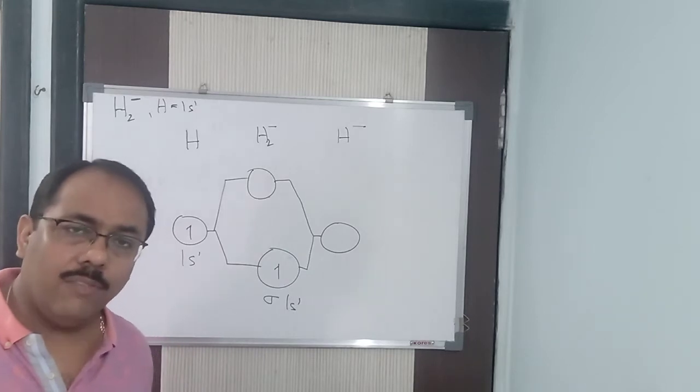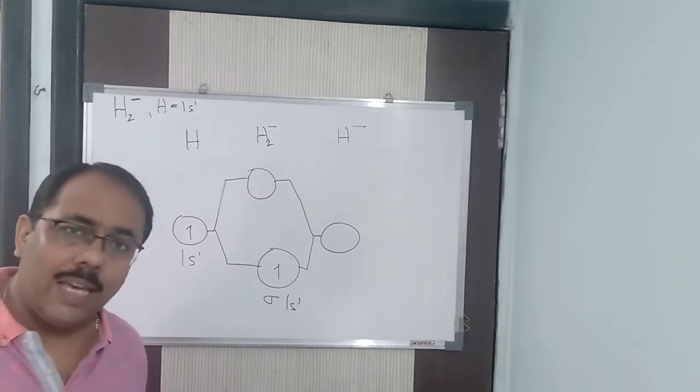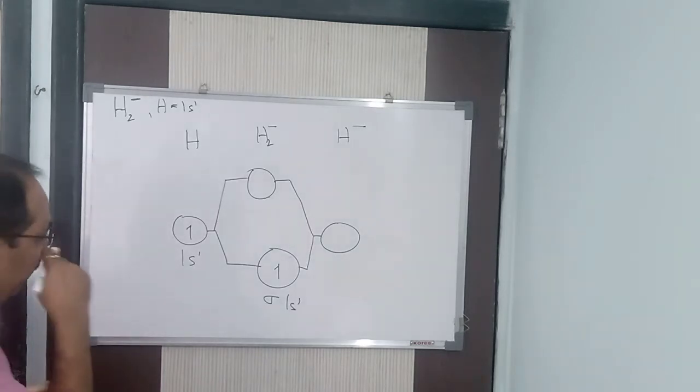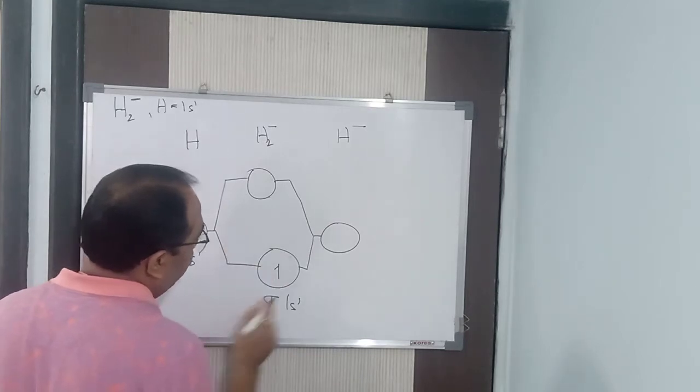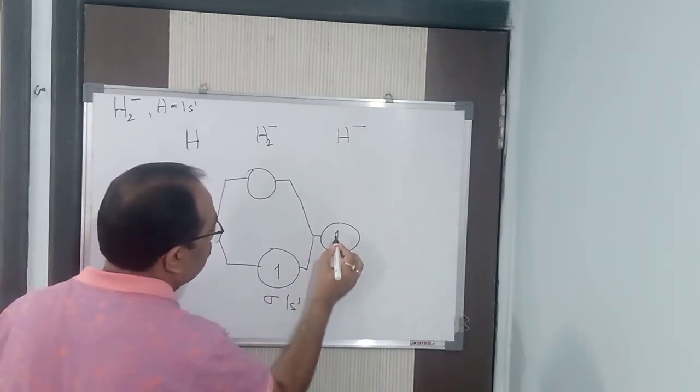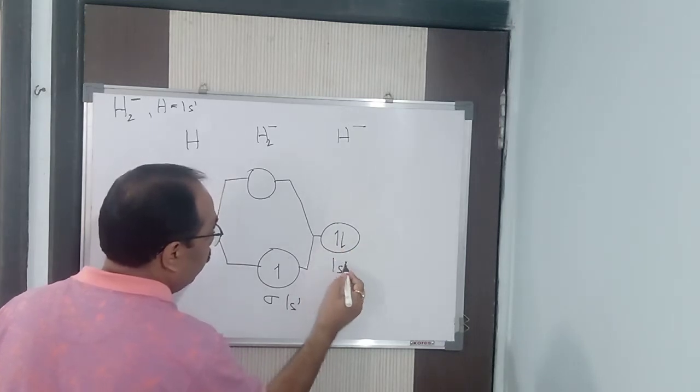Dihydrogenyl anion, we can say that. Or H2 2 minus will be dihydrogenyl dianion, we can say that. Clear? Okay, fine. Now H is 1. When I say H minus, H minus means one more electron. So 2 electrons will be there. So it will be 1s2.